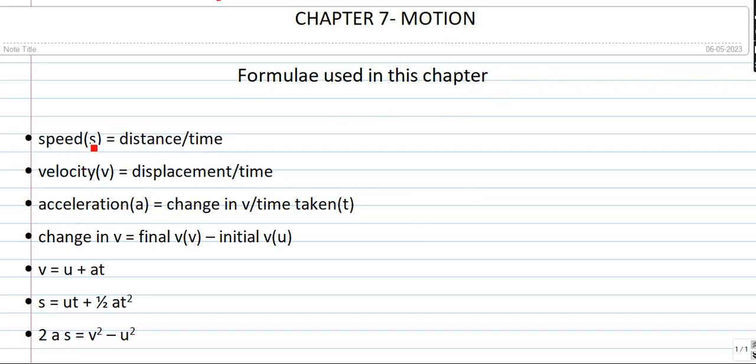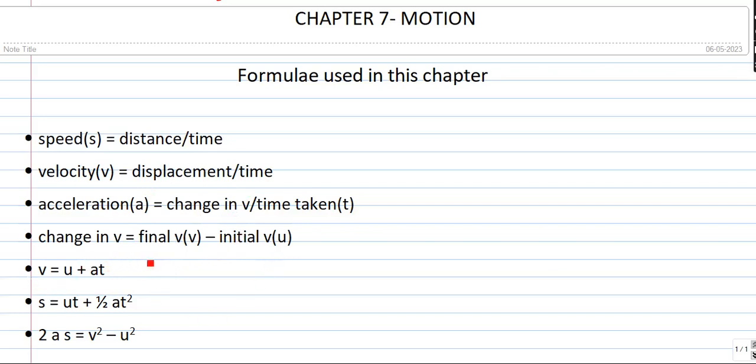First, speed is given as distance by time. Then we have velocity, which is displacement by time. Acceleration is given by change in velocity by time taken. Now this change in velocity is given by final velocity v minus initial velocity u.